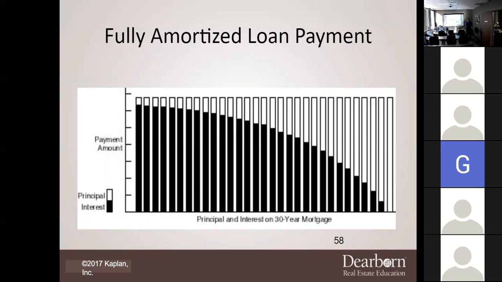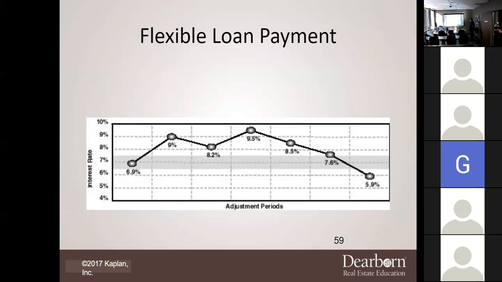Let's put it this way, we apply very, very little to principal here, and then we pay a lot of interest, and then we'll start going to our principal. Okay, so again, this shows you kind of how they break it down. This right here provides you a flexible loan payment. Now, the thing about flexible loan payments is guess what? It's where you're going into that interest type thing, interest only.